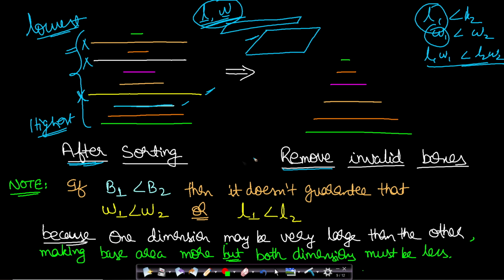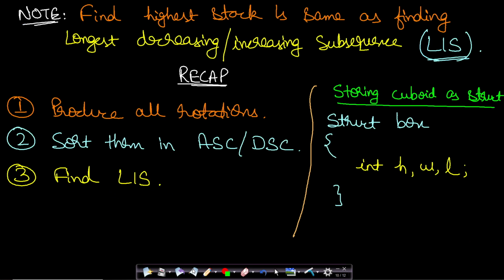The thing to note here is, if B1 is less than B2, then it doesn't guarantee that W1 is less than W2 or L1 is less than L2. I had already explained this in the constraint part. One dimension may be very large compared to the other, making the base area more, but both the dimensions must be less. So we will be skipping some of these boxes in order to form the longest decreasing boxes in terms of area and strictly in terms of L and W. I hope you understood this point.